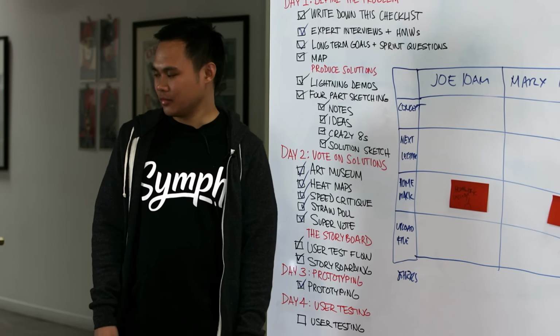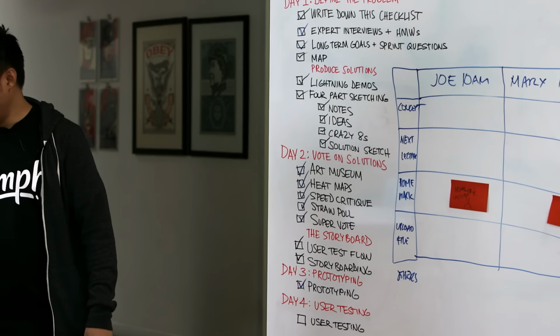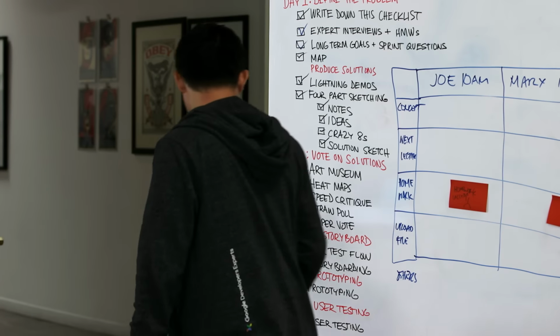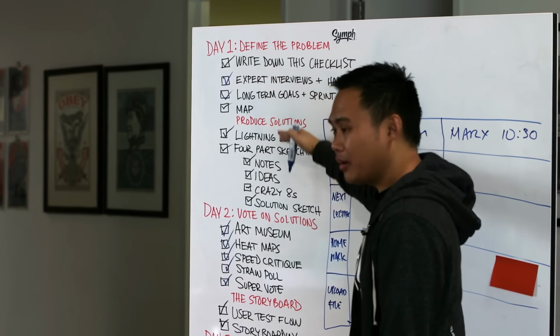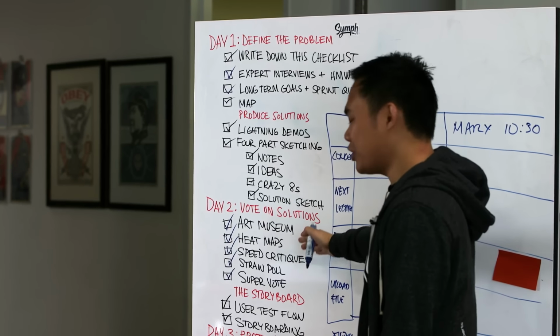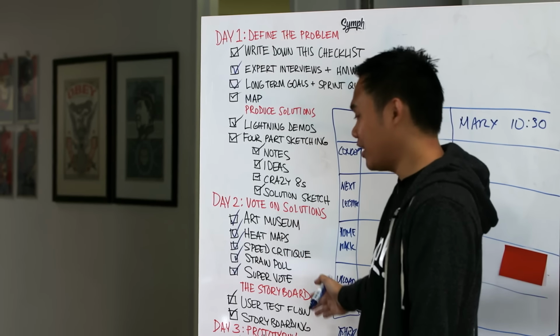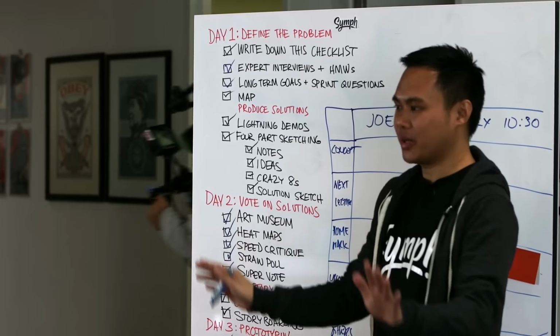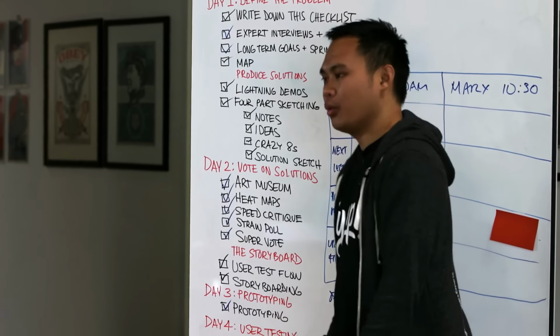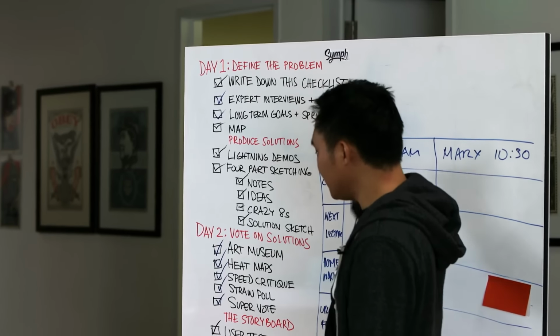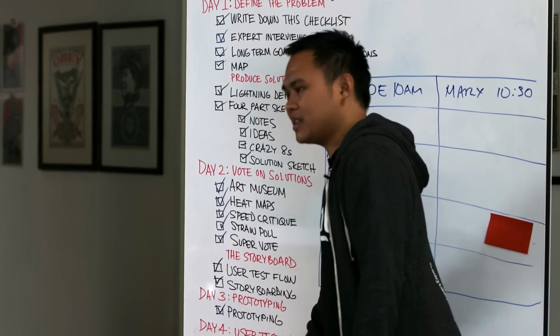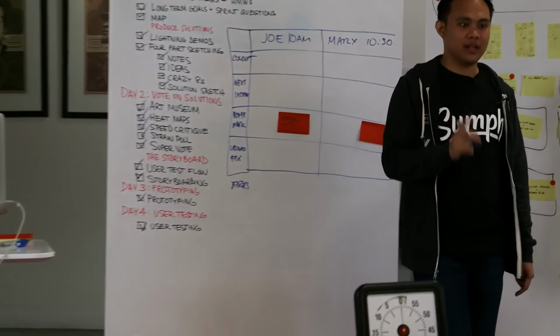Cool. Perfect. Okay, so we're done with user testing. Check it off. All right, so basically, guys, we've gone from day 1, defining the problem, day 1, producing solutions, day 2, voting on the solutions, deciding, day 3, prototyping, which we just pretended that we did, and day 4, we got user testing. So we went from a problem, idea, to solution, to testing and validating it in 4 days.